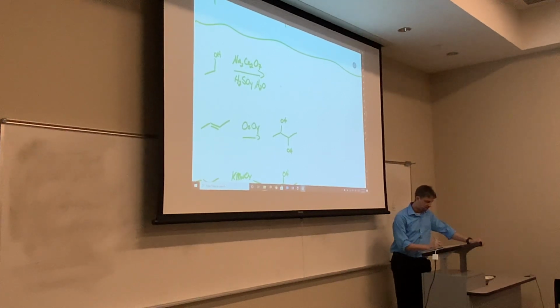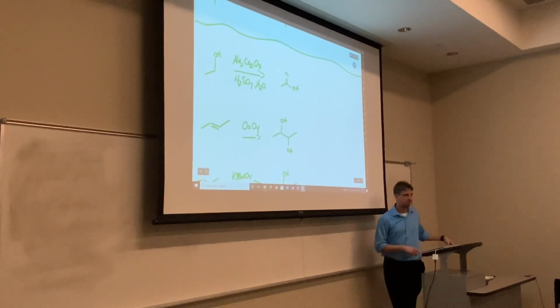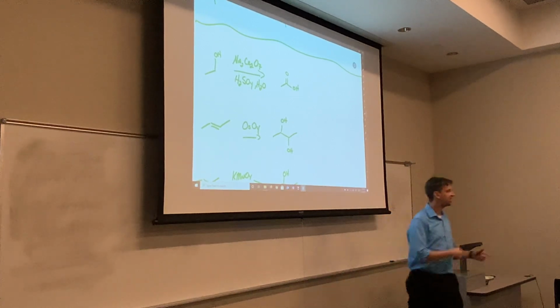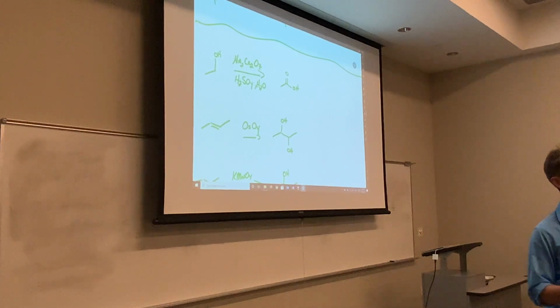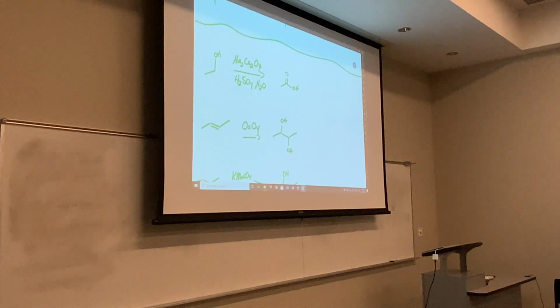Now, here's what the product's going to be. It's going to take this all the way to a carboxylic acid. Sequentially, though, the first oxidation happens and it turns it into an aldehyde. But instantly, that aldehyde gets transformed into a carboxylic acid. We can't stop this reaction from happening. Okay?